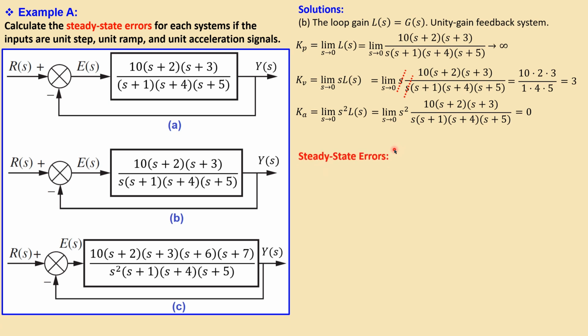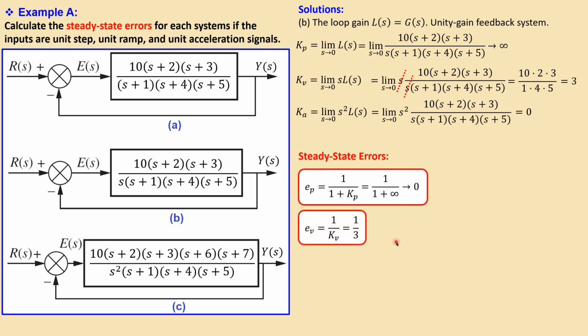So the steady-state errors for this situation: the position error will be 0 because the Kp was infinite. So I have 1 over infinite, which approaches 0. So I will not see a steady-state error for position for system 2. That's because it is a type 1 system. There is one pure integrator in it.